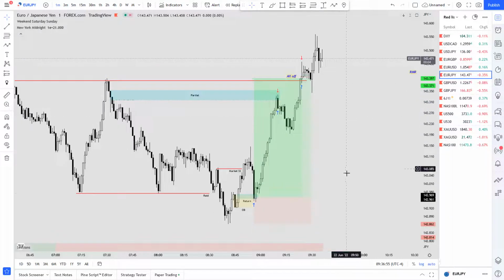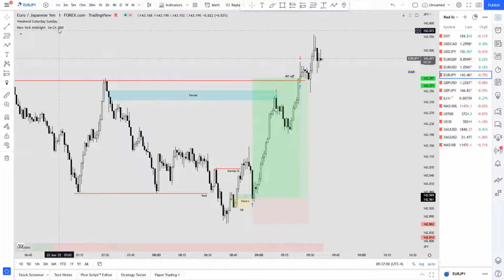But yeah, this was a very clean RMR example. So not only does it work in indices, but also in forex pairs as well.